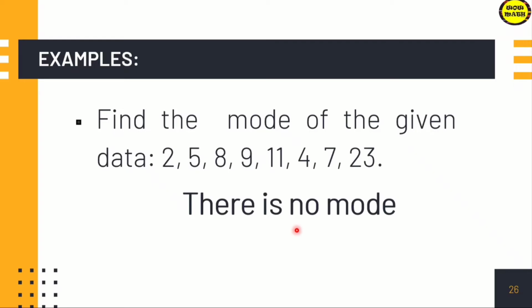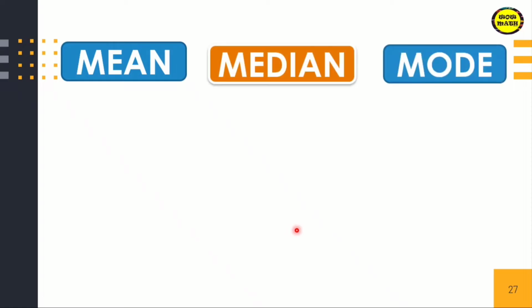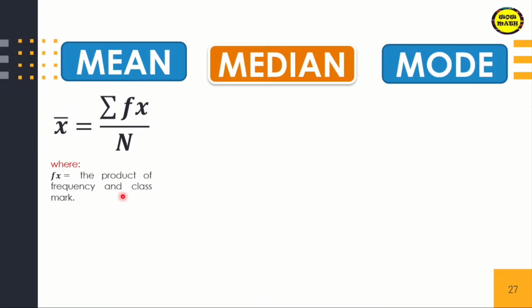So, next is yung group data naman. So, we're going to compute the mean, median, and mode of group data ng measures of central tendency. So, meron tayong mga formula na gagamitin. Okay, for mean, the numerator is the summation of the product of frequency and class mark. And n is the total frequencies.